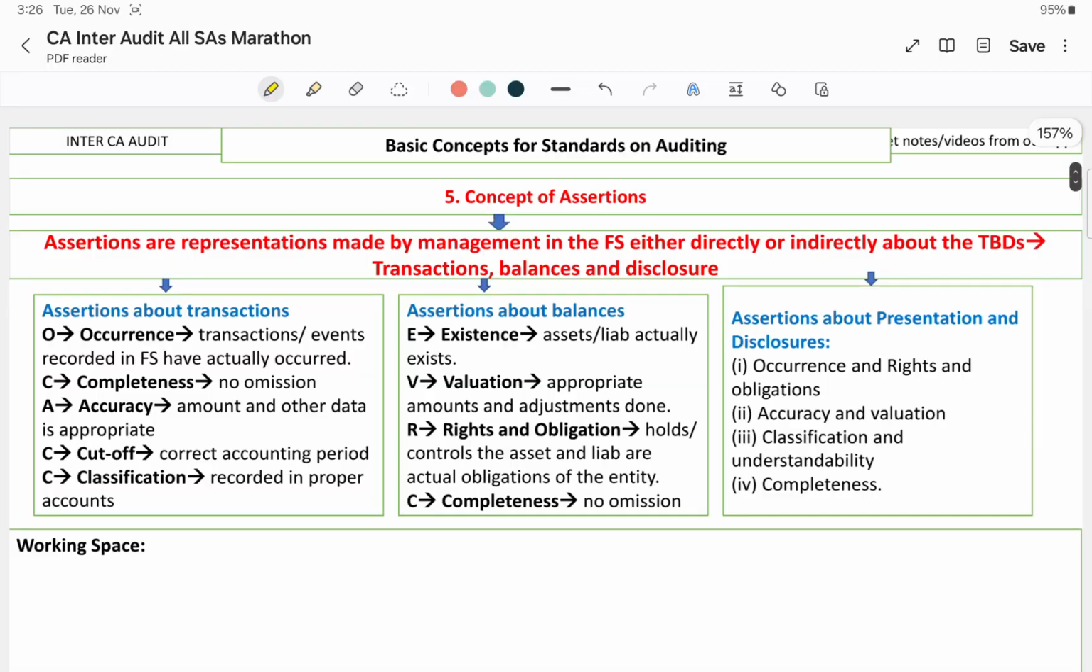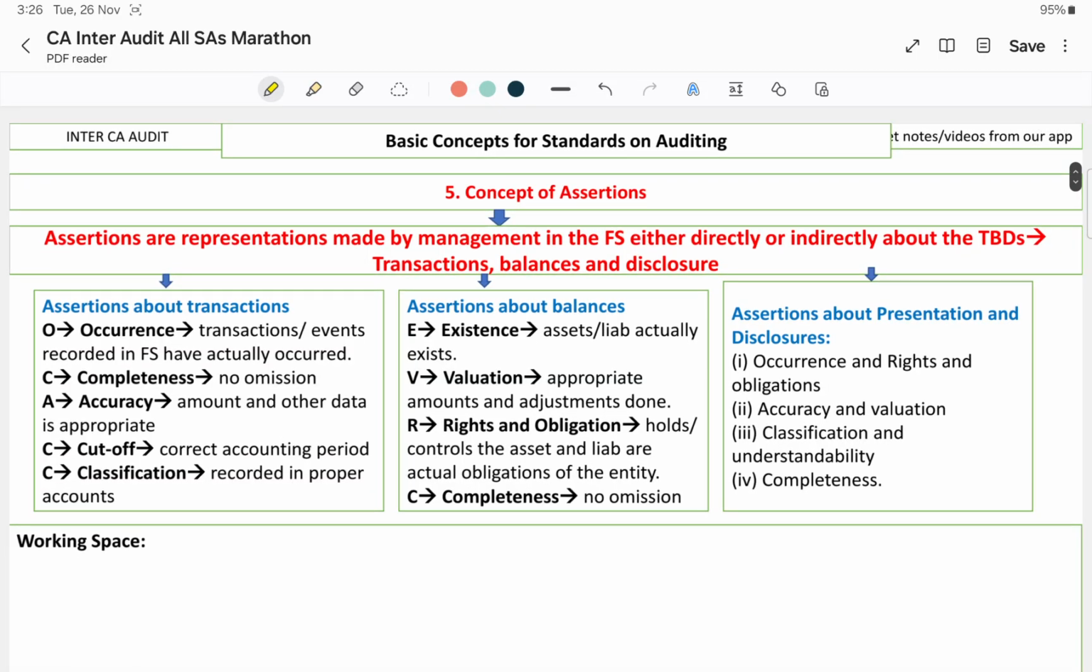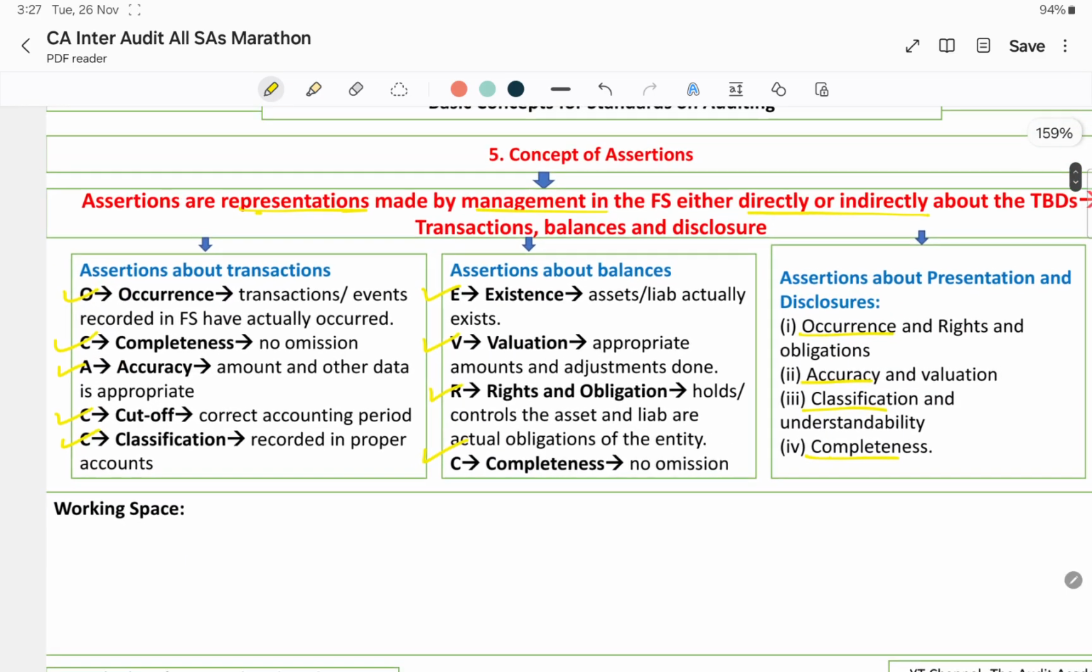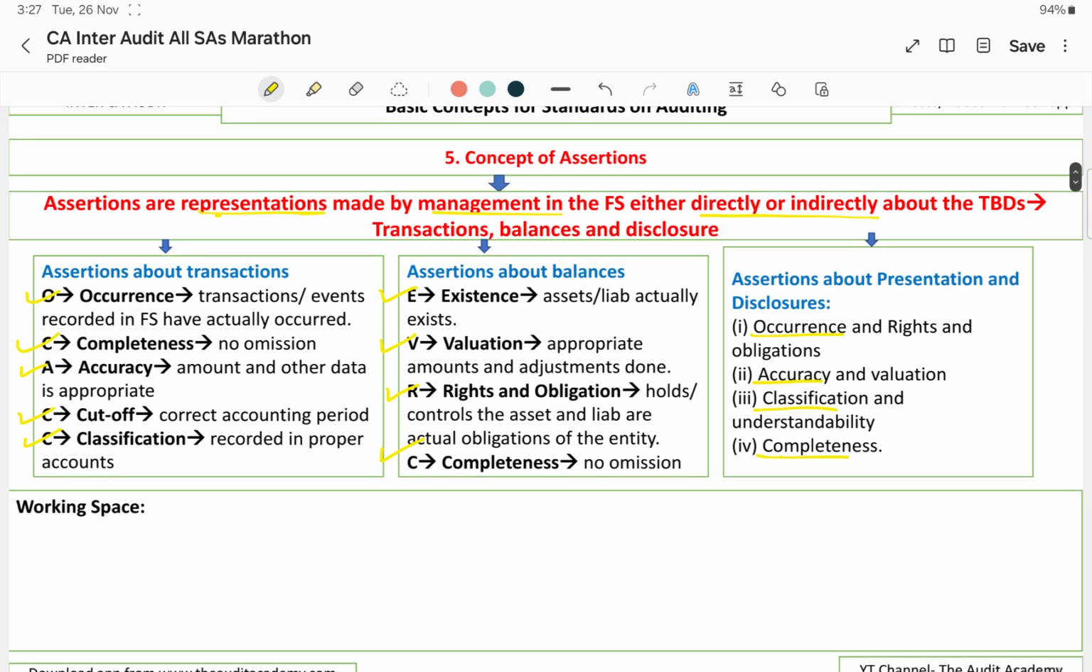Next is fifth is concept of assertion. Assertions are representations made by management in financial statement either directly or indirectly about the transaction, balance and disclosures. First is, and the memory technique we have to use is OCACC, EVRC, OACC. You can use any memory technique. Okay, I just realized that there is a little bit of shuffling, it is not in a sequence.